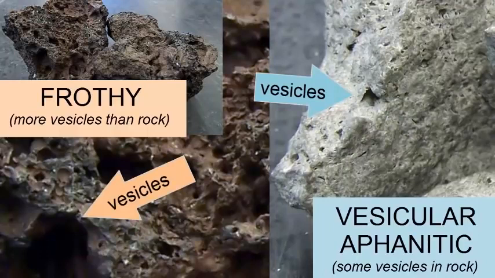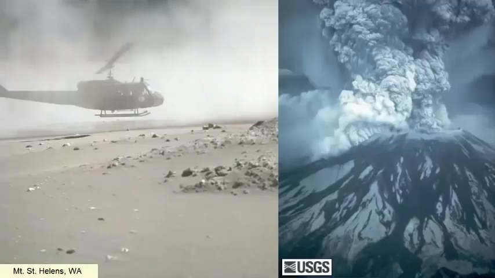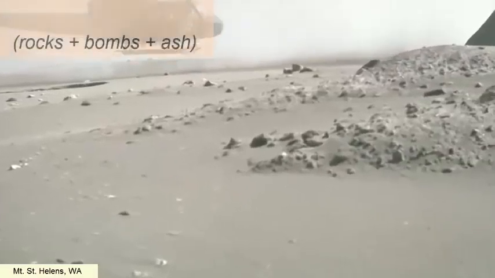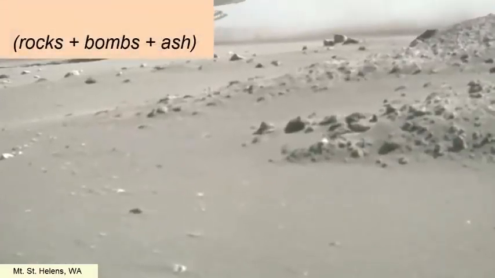Vesicles will also exist in these aphanitic textures. Only when the amount of vesicles is equal to or larger than the amount of rock do we call the texture frothy. If a lot of ash is produced in an explosive eruption, it will settle out of the air and accumulate in piles on the ground. Bits of rock ripped off the sides of the volcano in the explosion might also fall into this pile, along with the frothy bits of lava also thrown out, often called bombs.